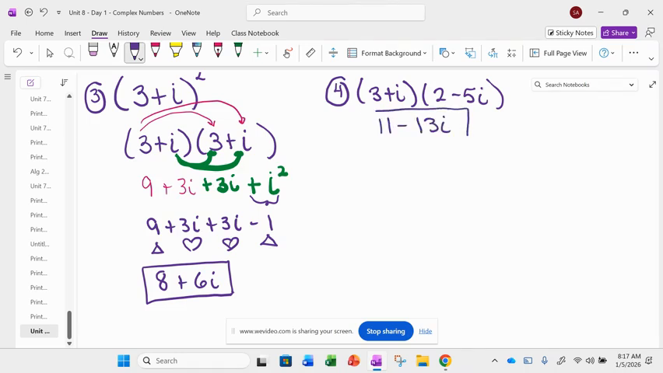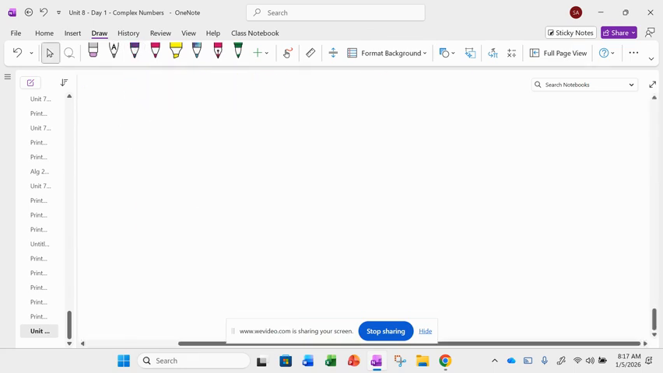Who needs to see me do this? The hesitation was real. No? We got this? Okay, so we did adding, we did subtracting, we did multiplying. Last thing we're doing is dividing.